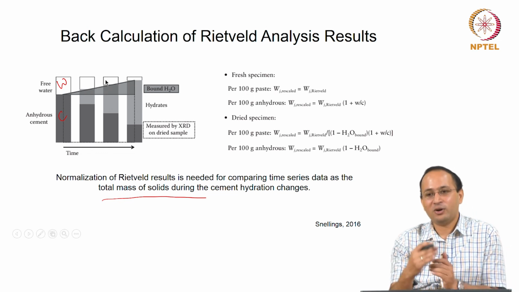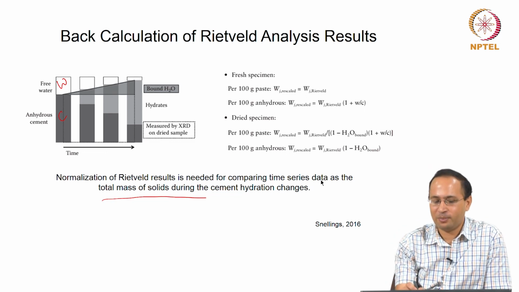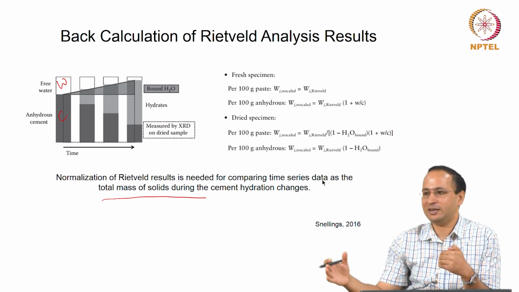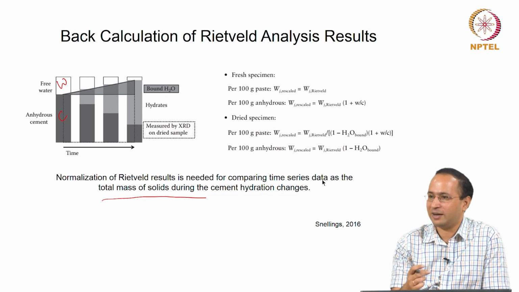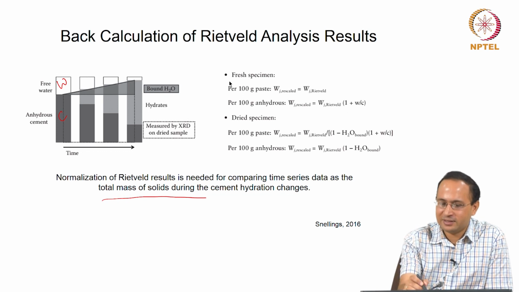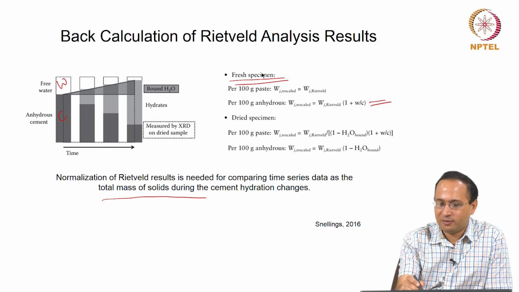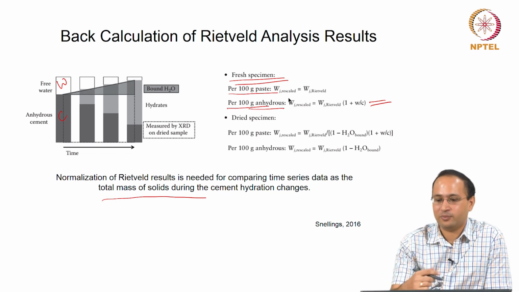So when you are comparing, you have to normalize. Normalization of Rietveld results is needed for comparing time series data. If you are comparing 3-day versus 7-day versus 28-day, then you have to make sure you have a proper normalization. You can't just take values from Rietveld analysis, so you have to back calculate. These are some formulas you can use. If you have a fresh sample, you can normalize it by paste or by anhydrous amount, giving rescaled values.